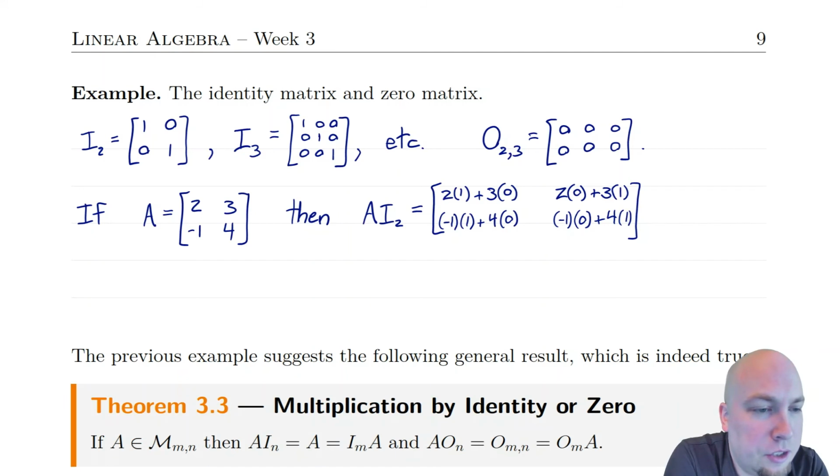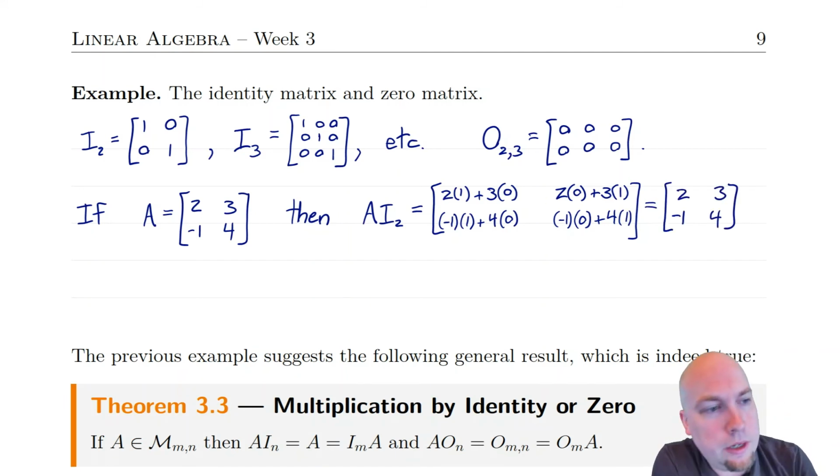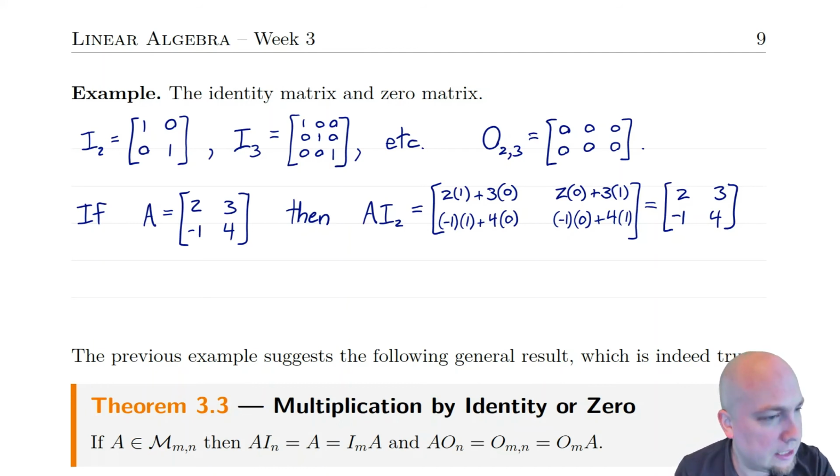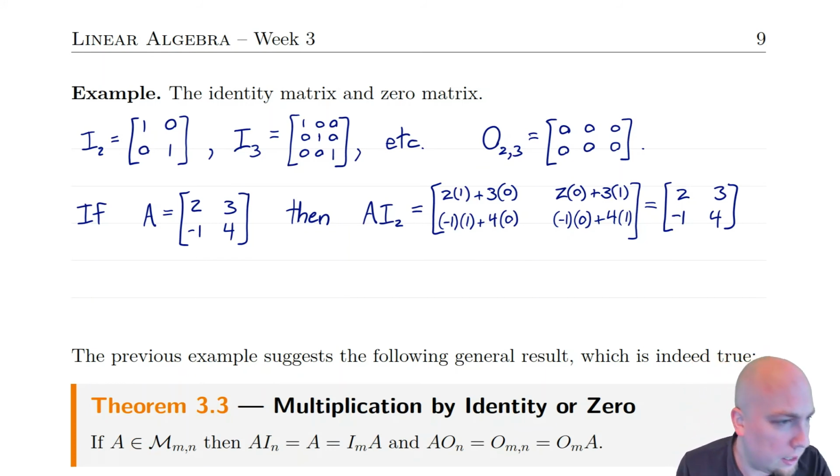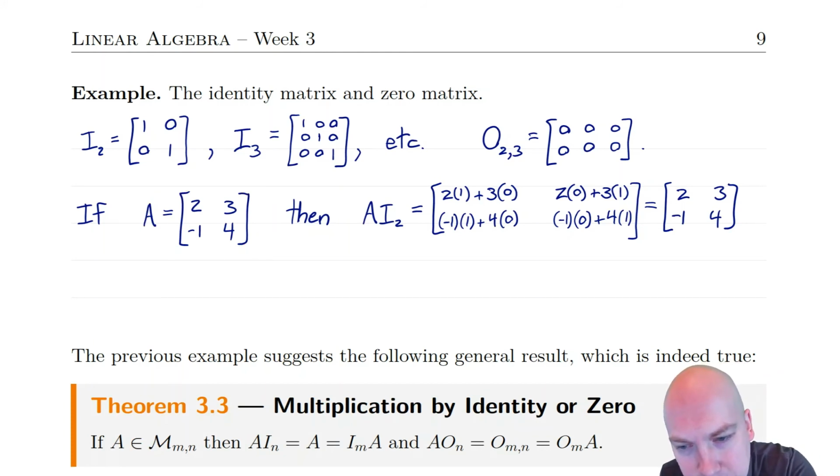Top left entry is 2 plus 0. Top right entry is 0 plus 3, and so on. And when you do that, you're going to see that I get the matrix 2, 3, minus 1, 4 after I simplify that matrix multiplication down. And then I stare really hard, and I notice that this matrix here looks an awful lot like that matrix there.